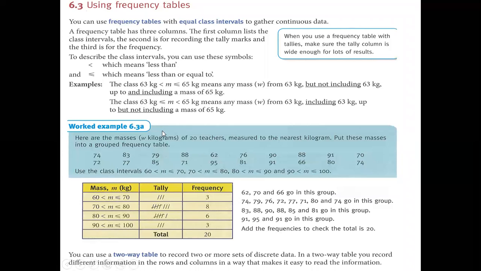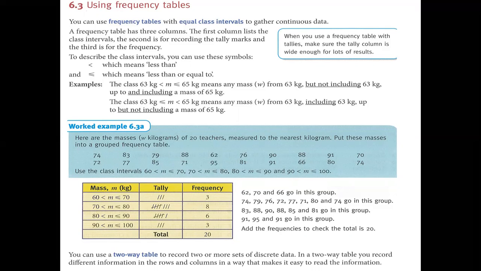So that means if we write 63 less than or equal to on one side, and on the other side I write 65 without any equal sign, it means 63 is included, but up to, not including, the mass of 65. Now you can see here the first example, that is the most common and easiest question. This type of question we can do easily.